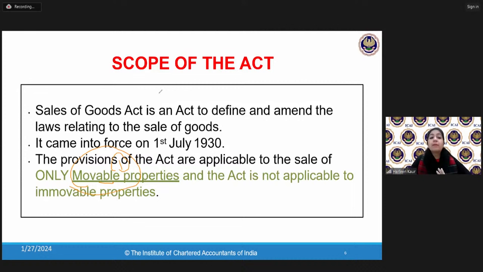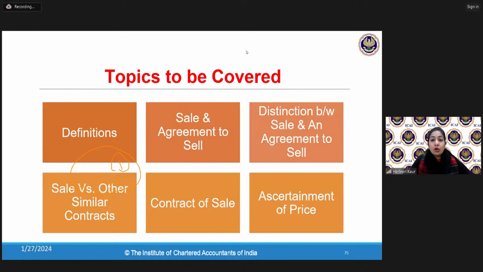Let's move ahead. Now, what are the topics that we'll be covering over here? The topics that we are going to cover over here are definitions. We'll be having different definitions in this chapter. Differences between sale and agreement to sell. How the sale is different from different types of other contracts.